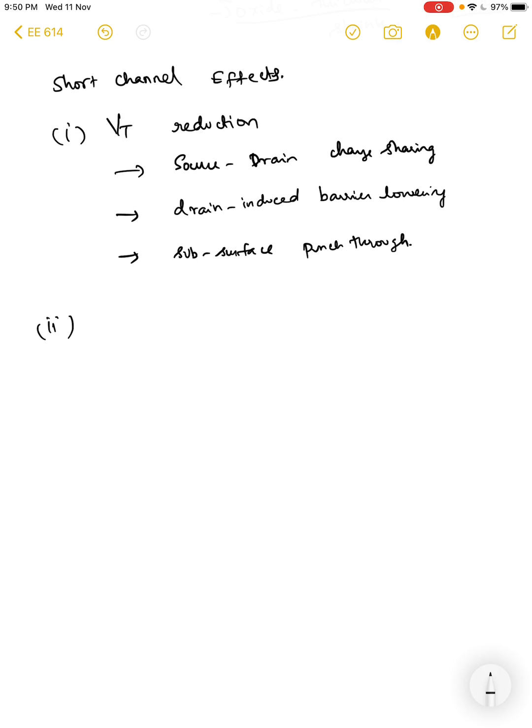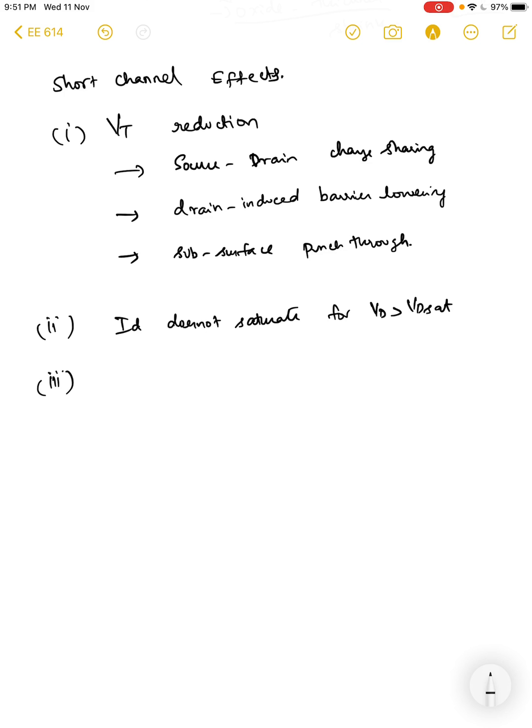The second aspect is ID does not saturate for VD greater than VD sat. So basically you do not have any saturation behavior. ID keeps on increasing. This is called channel length modulation. We will see that also.